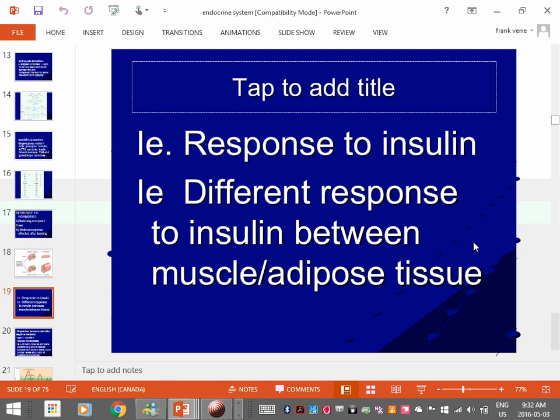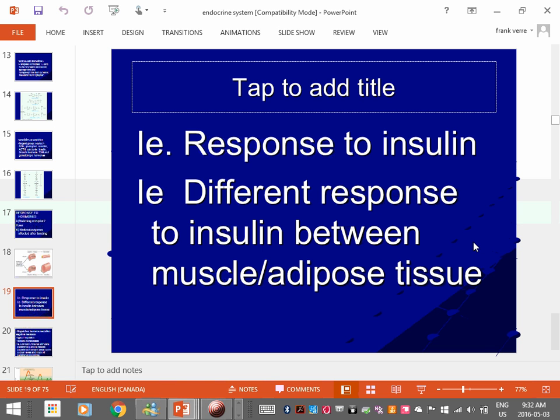Okay. Here's another example of not all cells will respond the same way. Insulin. Why does insulin get released? What's the trigger for insulin release? It's when you eat something what? Sweet. Okay?